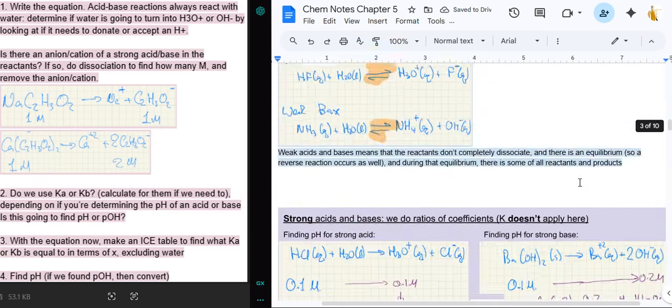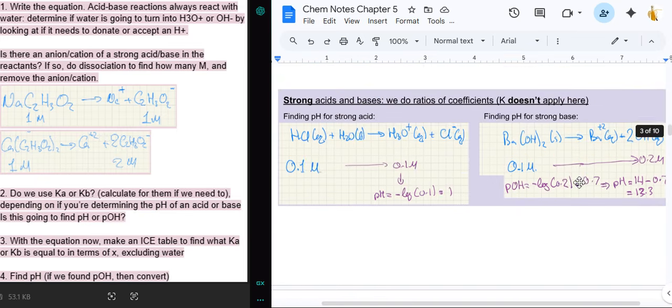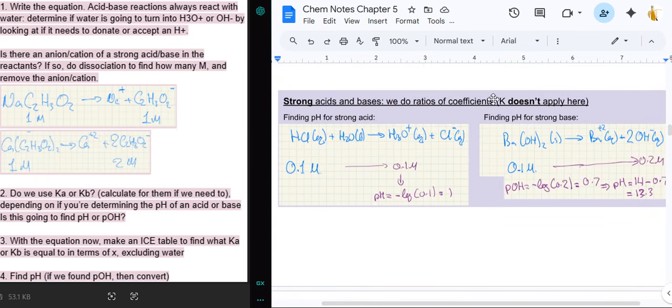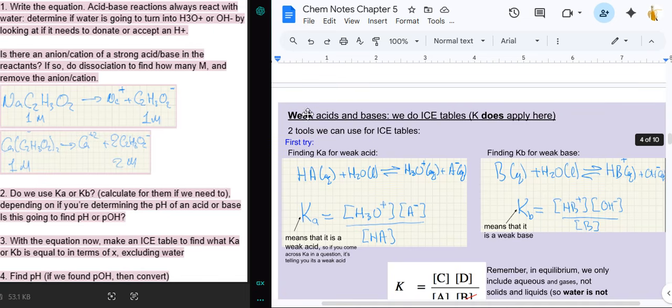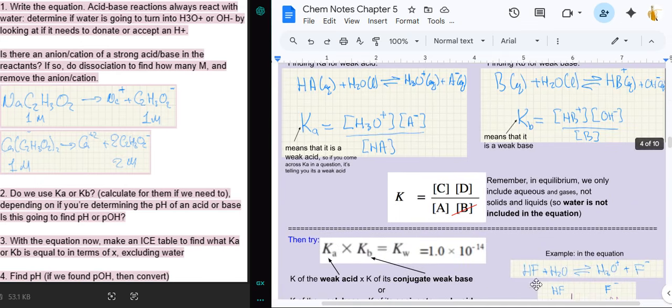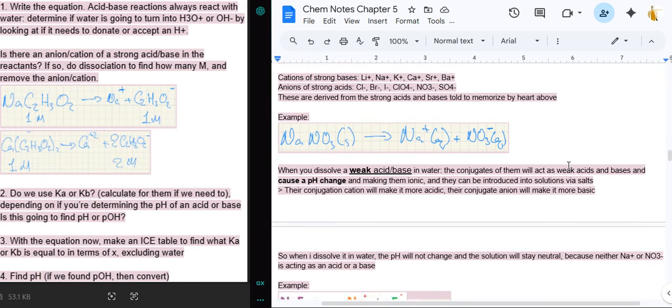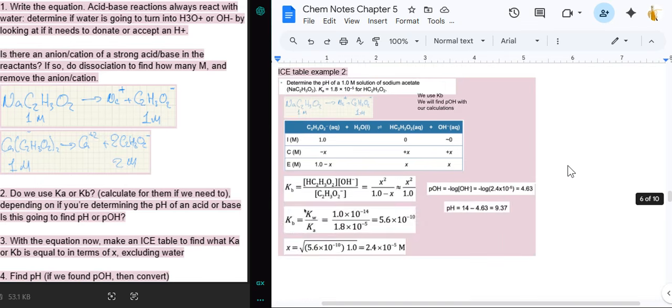So again, if it's a strong acid or base, we do this. We don't do any K stuff for strong acids and bases. And for weak acids and bases, we do ICE tables using these two, and we can use these two tools. So yeah, that's basically it for that part.